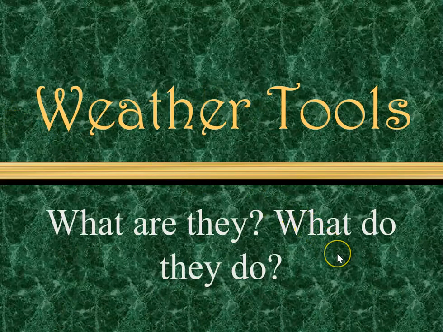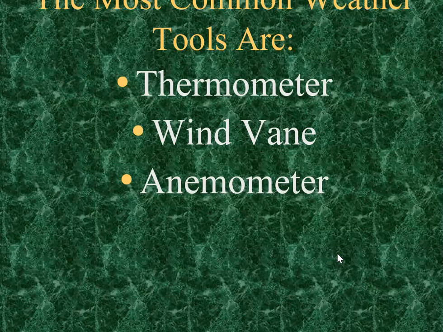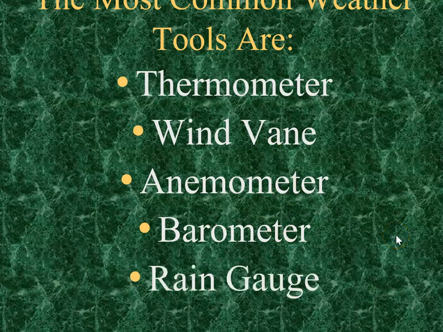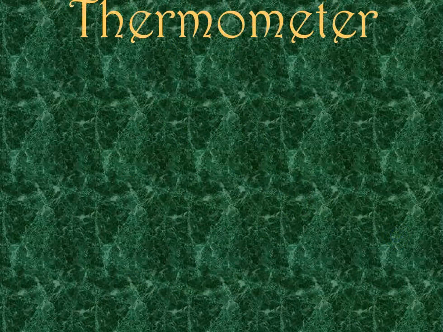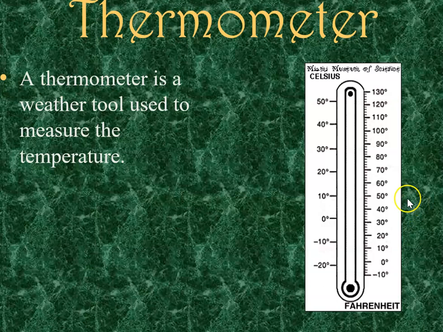Weather tools. What are they? What do they do? Thermometer, wind vane, anemometer, barometer. These are the only two that the book mentioned, but we're going to get into more than just those. And a rain gauge. Those are the most common weather tools. Let's look at each. A thermometer is a weather tool used to measure the temperature. Typically, it looks something like this.